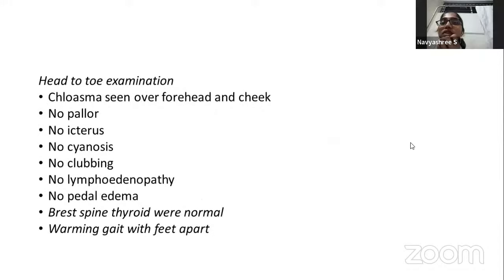Head-to-toe examination: chloasma was seen over forehead and cheek. There was no pallor, icterus, cyanosis, clubbing, lymphadenopathy, pedal edema. Breast, spine, and thyroid were normal.